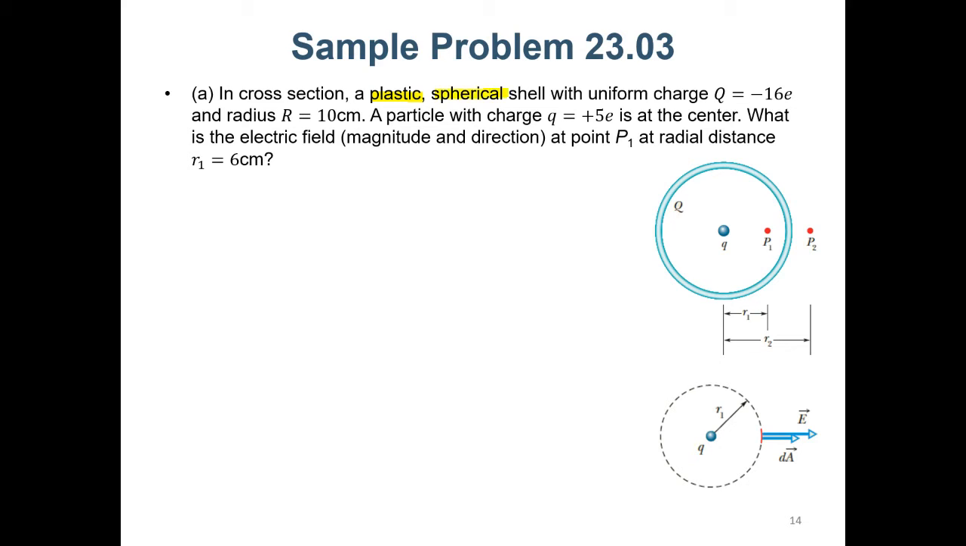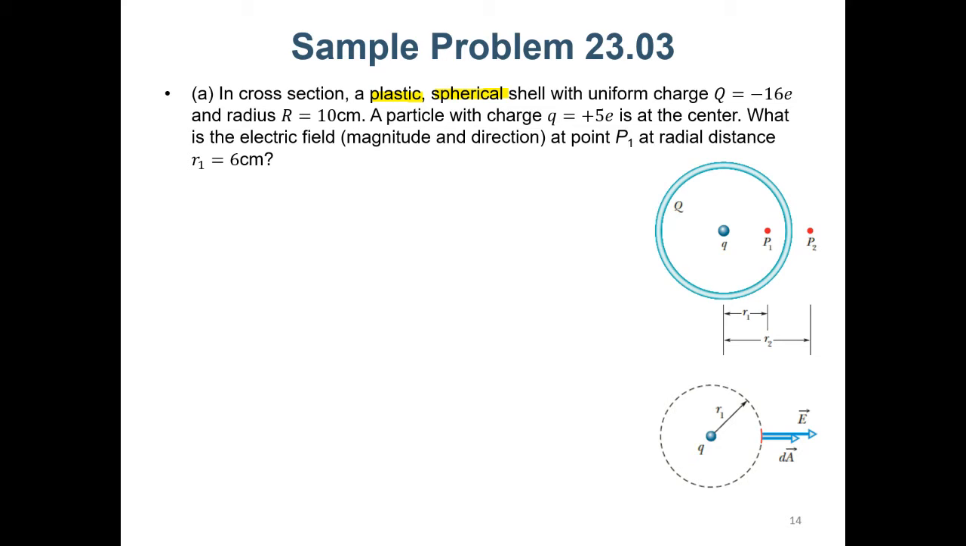So a spherical shell, but it only shows a cross section. But actually you need to imagine it's a sphere. Otherwise, if it's a whole sphere, you cannot see what is inside, so you cannot see the Q. So it only shows the cross section.